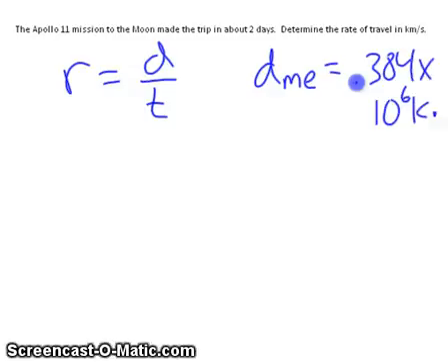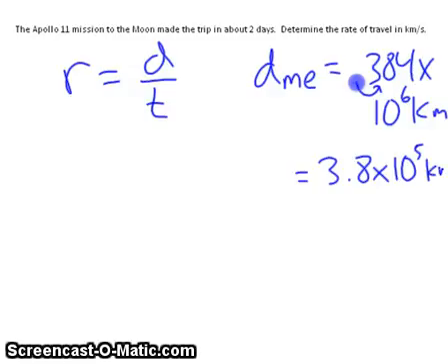Now in scientific notation, that distance would be 3.84, or we'll just say 3.8. And now I need to think that I moved this decimal to make that number bigger, so I'm going to make this number smaller. So it's 10 to the 5th kilometers. So that is 380,000 kilometers. And that again is the distance from the moon to the Earth.